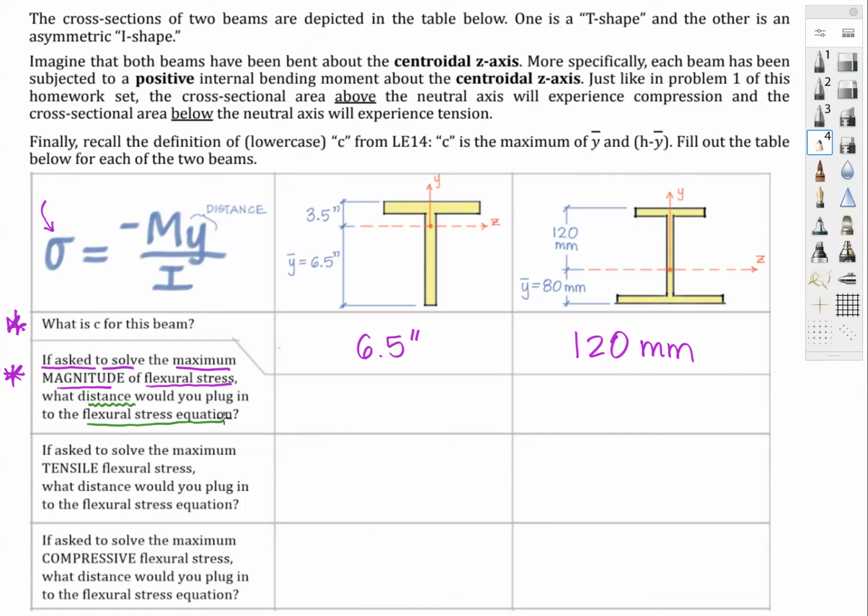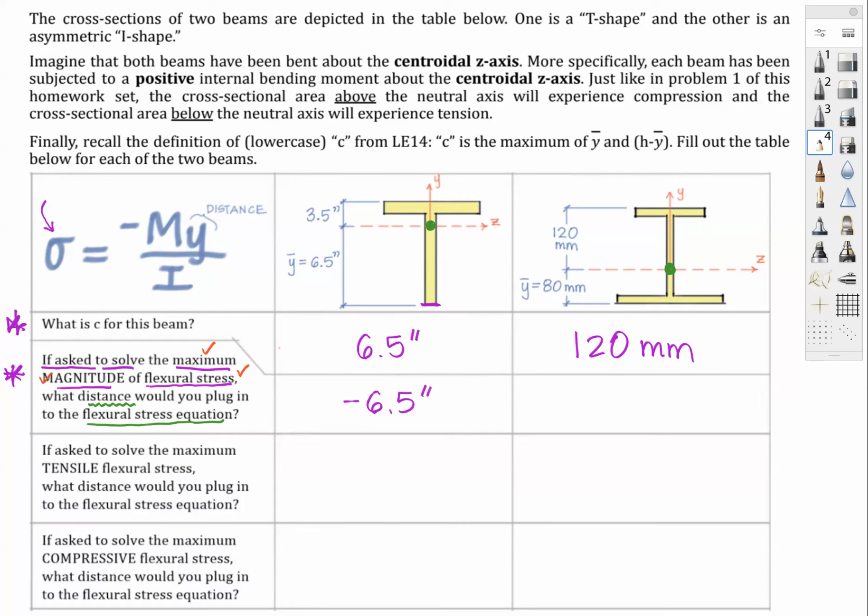Okay, so we want a magnitude of stress, but the distance term here is going to be either positive or negative because our origin is right here at the centroid. So let's think through this. For the T-shaped section, I know that my maximum magnitude of flexural stress occurs 6.5 inches away. It's this bottom fiber here. How do I measure from the origin down to the bottom fiber? I'm going in the negative y direction. So the answer to this would be negative 6.5 inches.